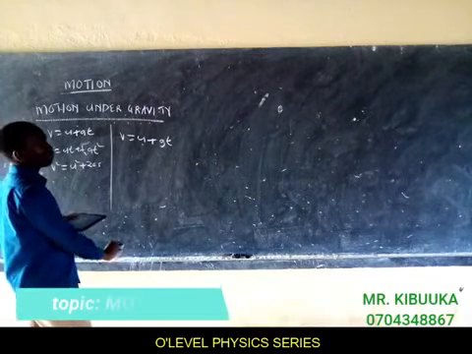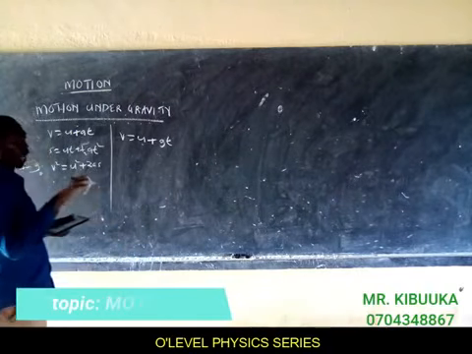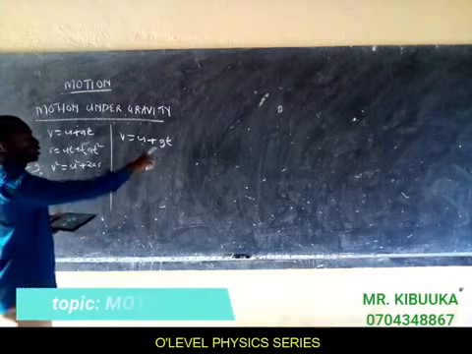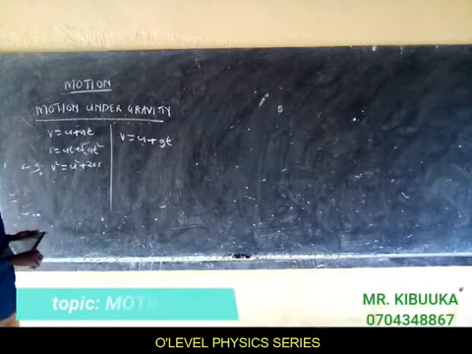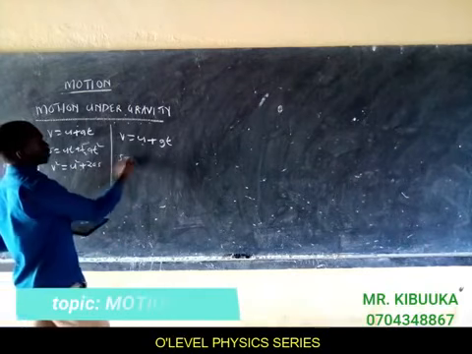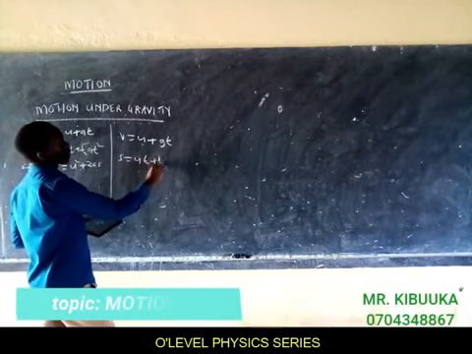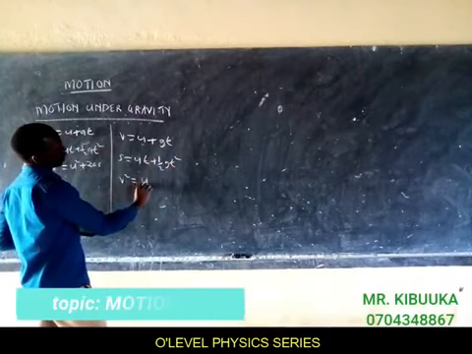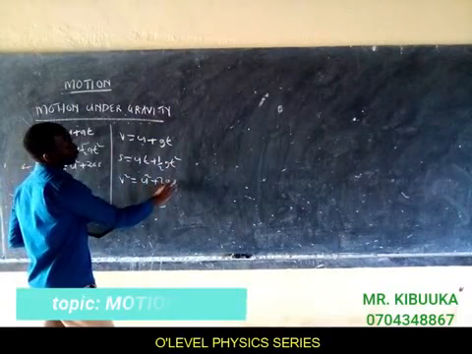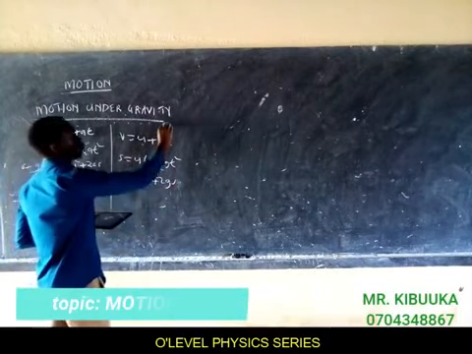Meaning, for a body falling under gravity, G is positive. And the equations are V equals U plus GT, likewise S equals UT plus a half GT squared, and lastly V squared equals U squared plus 2GS. This is downward motion.